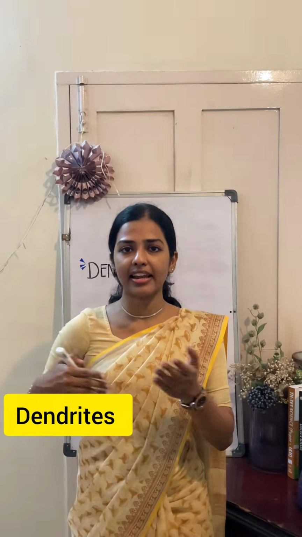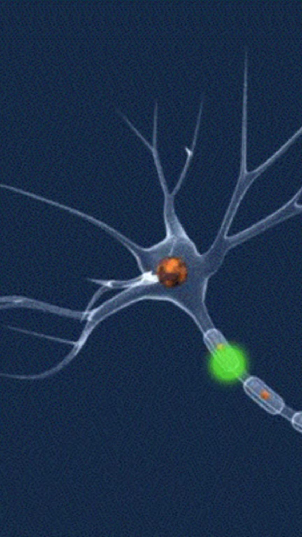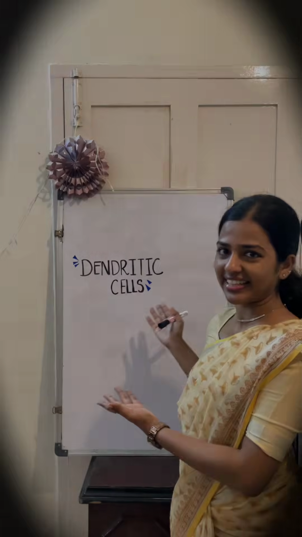Hi, do you know the difference between dendritic cells and dendrites? Dendritic cells are the cells of the lymphatic system, that is, they are the cells of the immune system, while dendrites are a part of a neuron, so they come under the nervous system. But today's spotlight is on the dendritic cells.